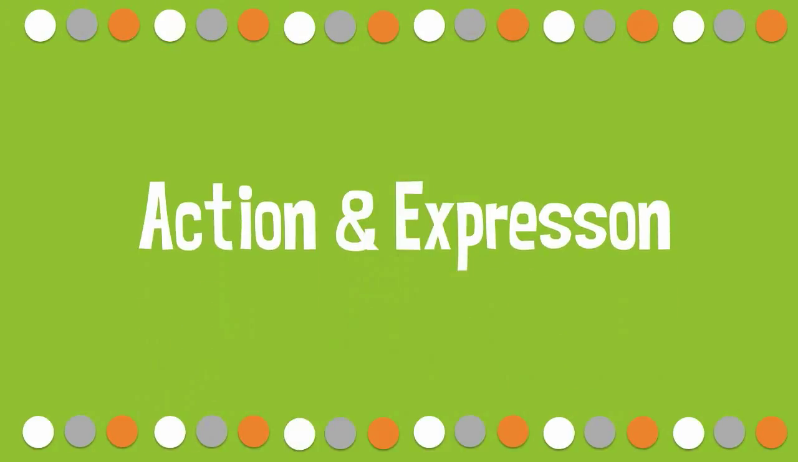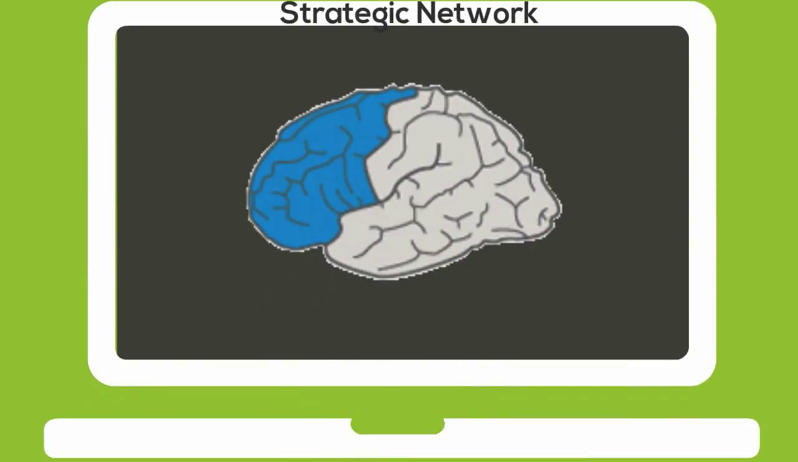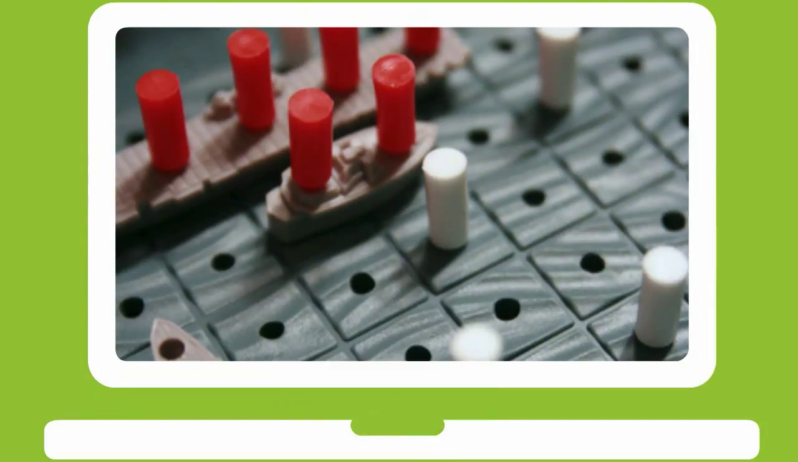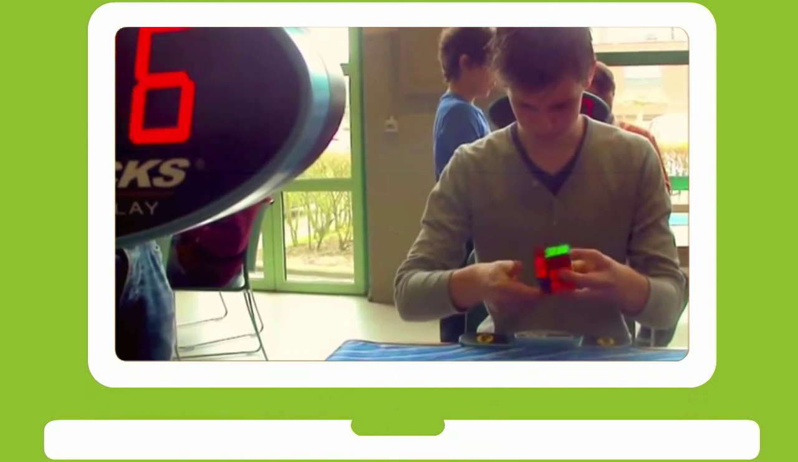Action and expression is the third principle of universal design for learning. It is the how of learning, and its main purpose is to help students become strategic, goal-directed learners. The strategic network that handles action and expression is located in the frontal lobe region, known for its role in planning, organizing, and self-monitoring. We use this network to plan, carry out, and track both our physical actions and mental processes. We recognize what to attend to, create a plan of action, and then figure out how we will share or communicate what we have learned.